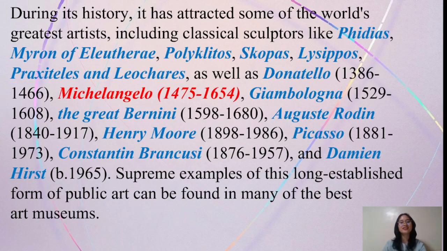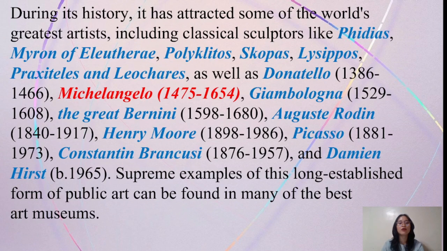During its history, it has attracted some of the world's greatest artists. Many people were attracted to sculpture and created artistic works, like Phidias, Myron of Eleutherae, Polycletos, Scopas, Lysippus, Praxiteles, and Leocharis, as well as Donatello from 1386 to 1466, Michelangelo from 1475 to 1564, and many more.